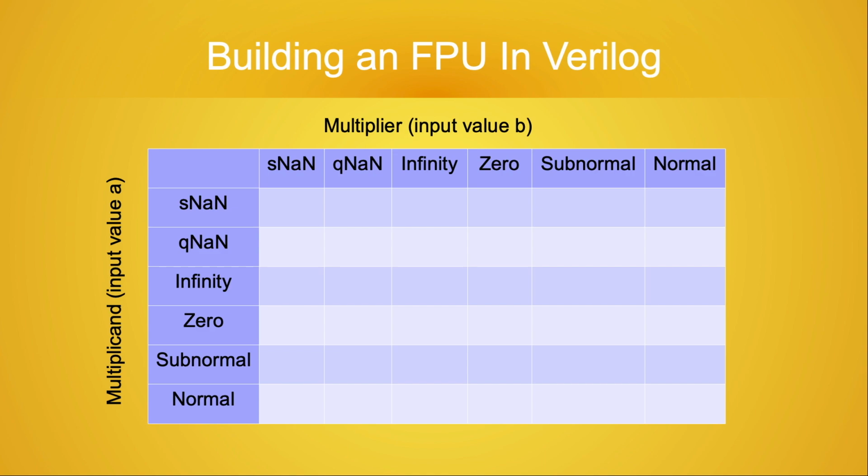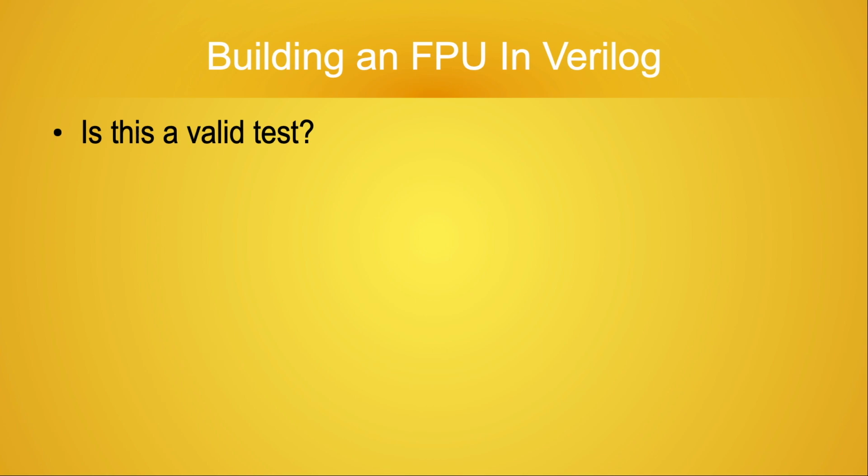I'm only going to write 6 test cases for this row. For each of the test cases, the multiplicand is going to be a signaling NaN. The multiplier will be selected from all 6 IEEE value types: signaling NaNs, quiet NaNs, infinities, etc. Is this a valid way of testing the items in the first row of the table?